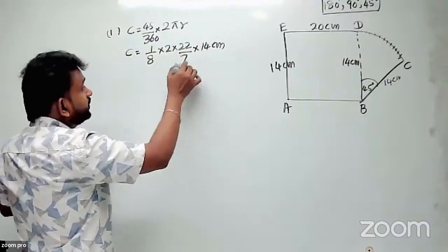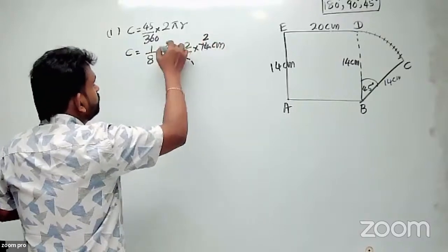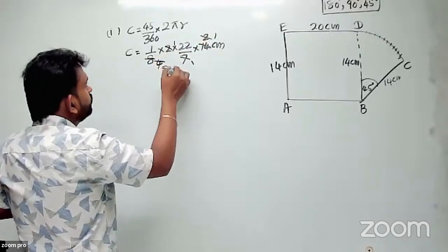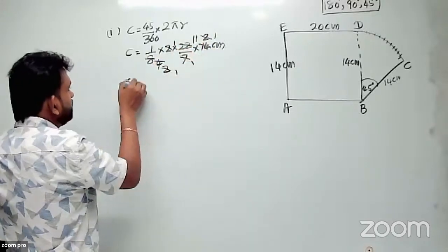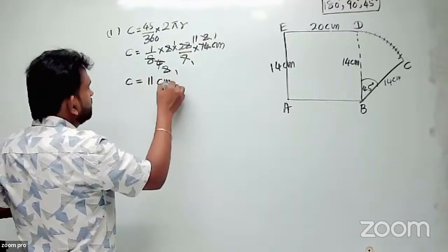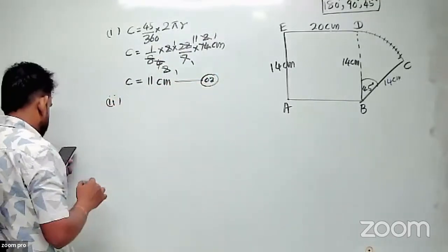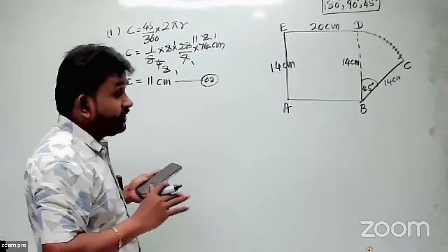Remember that way. 7 sevens 21, 24 21, 22 21 to 11. Then C equals 11 centimeter. Okay, that is having 2 marks. Part 2. Find the perimeter of the compound figure.